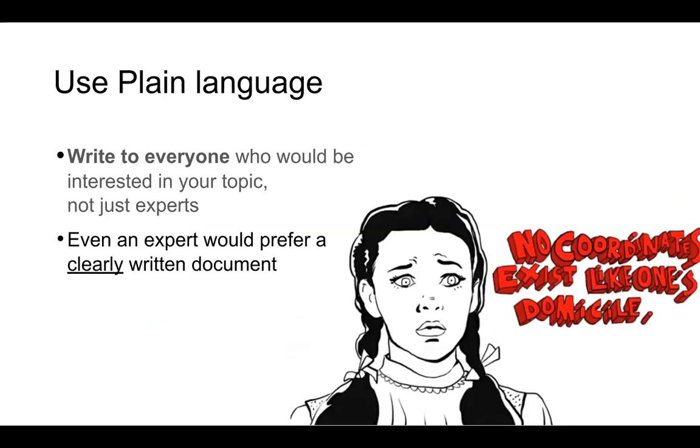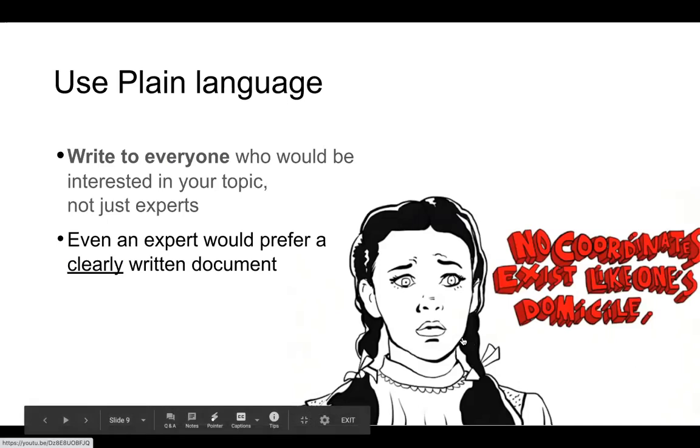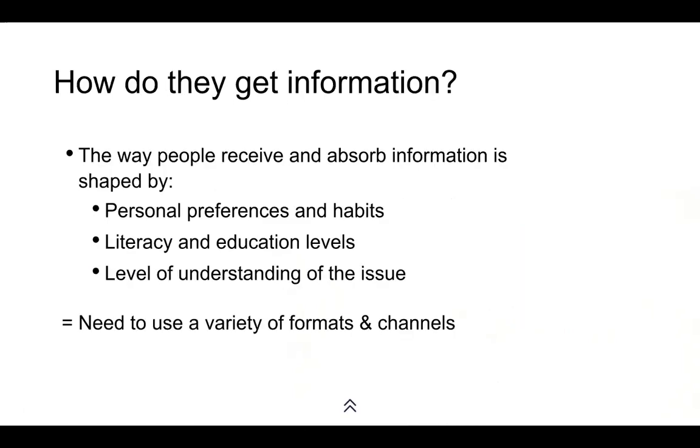But I think the most important part, as we talk about these tools, is to use plain language. You want to write to everyone who would be interested in your topic, not just the folks who are content experts or who are knowledgeable about this, because sometimes even experts want something that's clear and easy to follow. So, for example, "no coordinates exist like one's domicile" versus "there's no place like home." I think for us, something simple that lets folks understand your content in a clear way is an asset, and we want to make sure that at the very least that content is very clear.